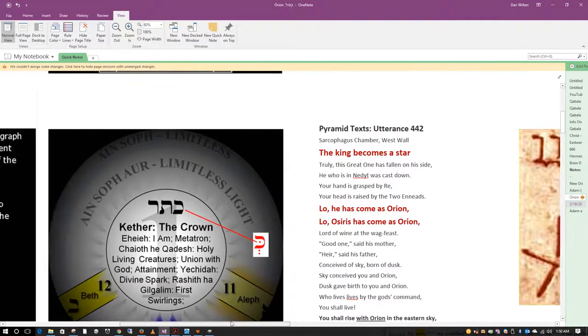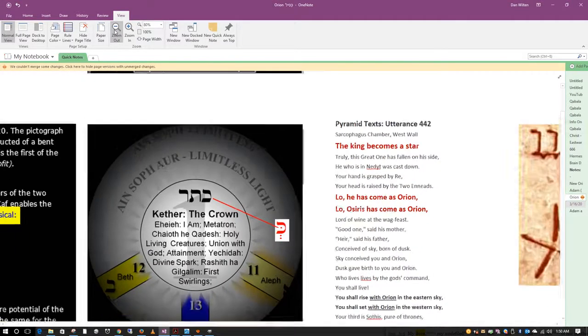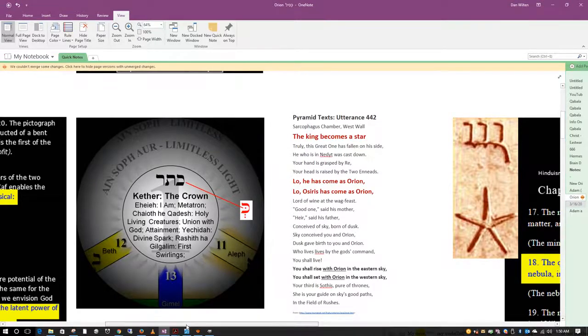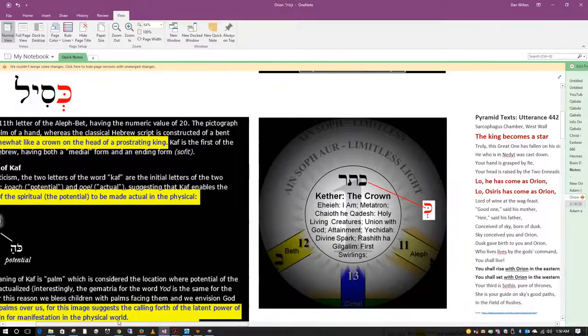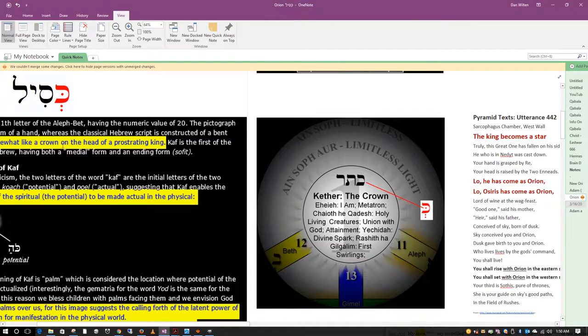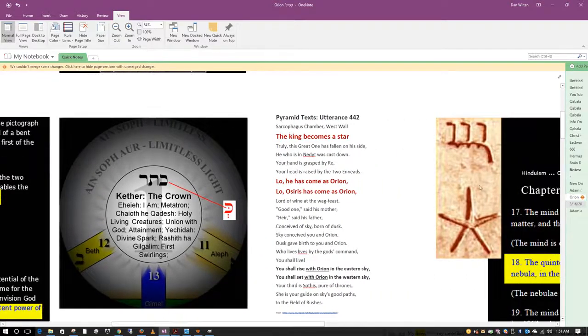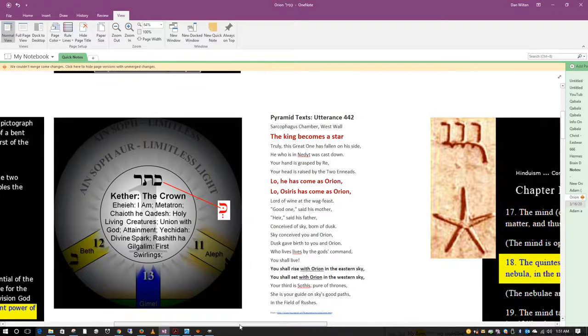So something interesting. This is from Pyramid Texts 442. And it says the king, the crown, the head of a prostrating king, becomes a star. Okay. And if we take a look at the symbol for Orion, this is the symbol for it, and this is the star right here that they're talking about, and that's where the Orion Nebula is. It is the dim star below the 3 belt stars. Now, how do I know it's a star?